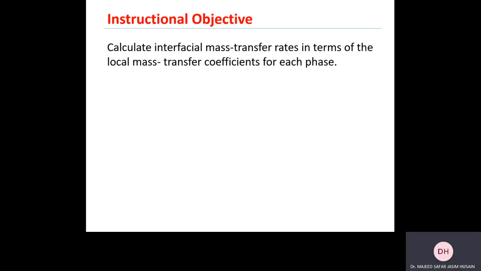Well, it's two sentences, but remember, we want to calculate. That means there should be some computation regarding the rate of mass transfer, and it should be in terms of the mass transfer coefficient. But it is defined as a local mass transfer coefficient for each phase. So for two different phases, there will be a different mass transfer coefficient for each phase.